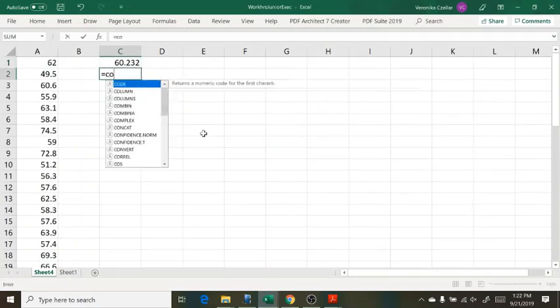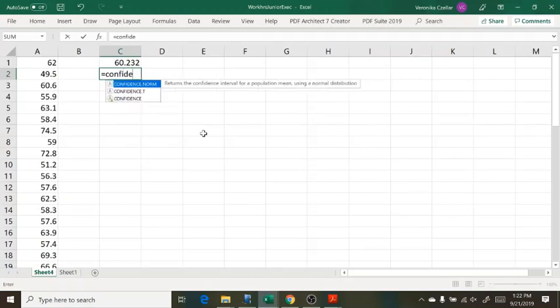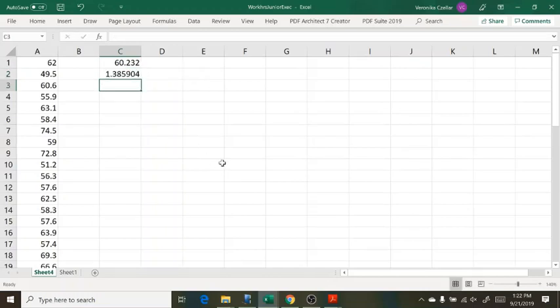So let's calculate concretely this confidence interval. So equals CONFIDENCE. And I specify my alpha is 0.05. Standard deviation was given, it's 5 in this example, and sample size is 50, right? So I have 1.3859. That's just basically half of the width of the confidence interval.